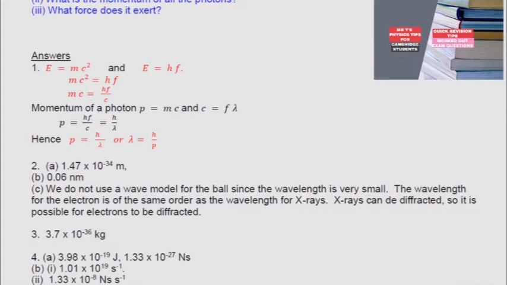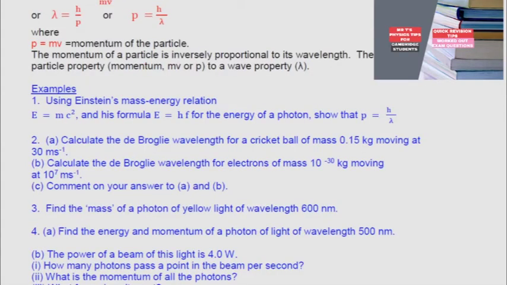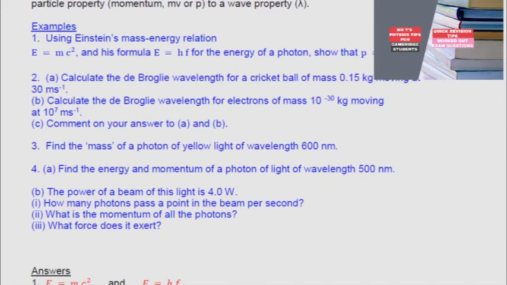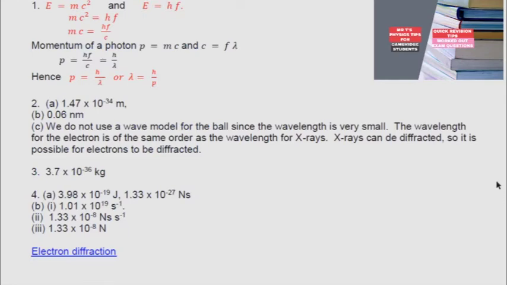Number 3, find the mass of a photon of yellow light of wavelength that. So in this case, you are using mc squared is equal to hf. Remember, hc over lambda for that matter. If you do that, you should be able to get the answer that is recorded right there, which is 3.7 times 10 to the power of minus 36 kg. If you do not, please let me know in the comments. I'll be willing to help.